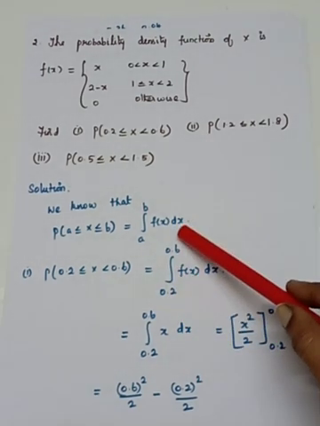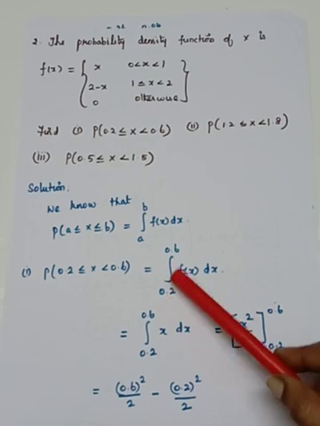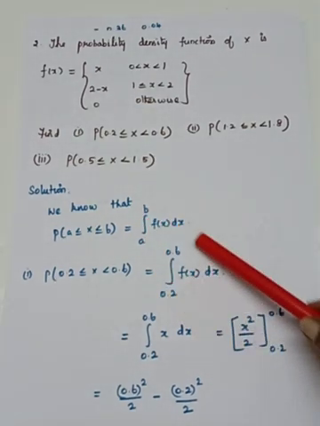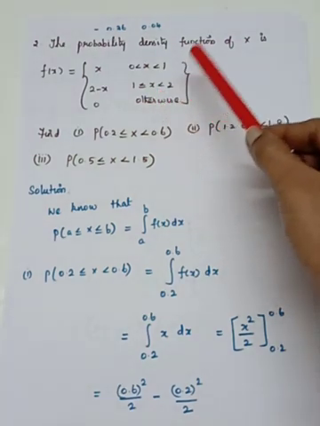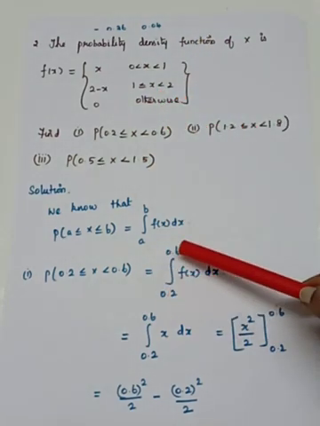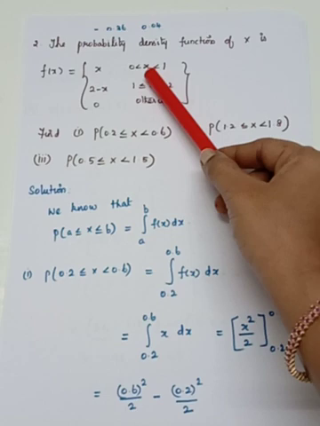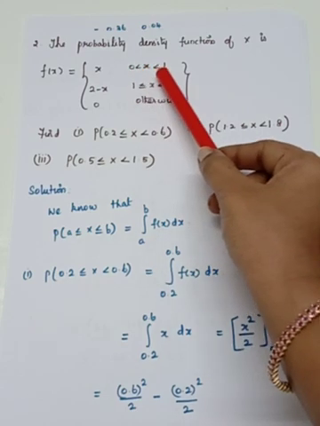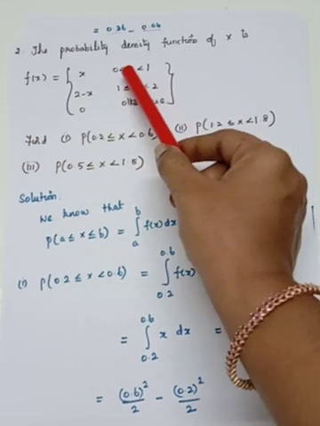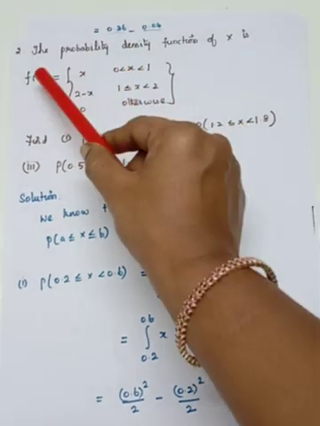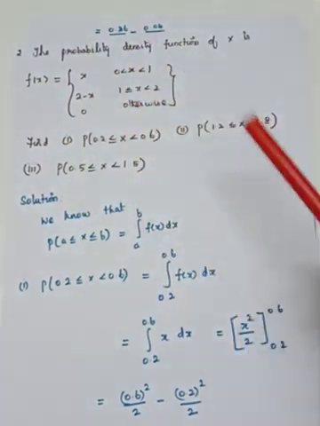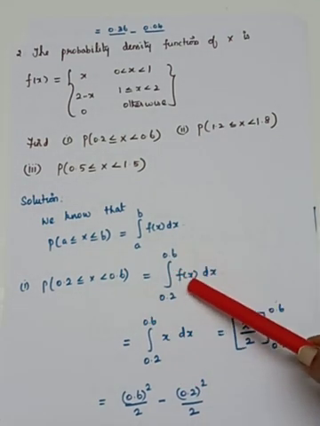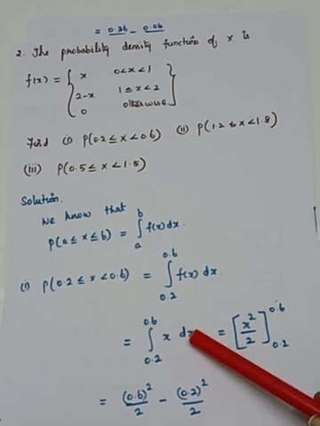Okay, look at the x value, 0.2 and 0.6. 0.2 to 0.6, everything is coming under which interval? 0.2, 0.6, they are less than 1. So within this interval, x value is coming in this interval. So in this interval, your f of x is what? x. So from 0.2 to 0.6, your f of x is x into dx.